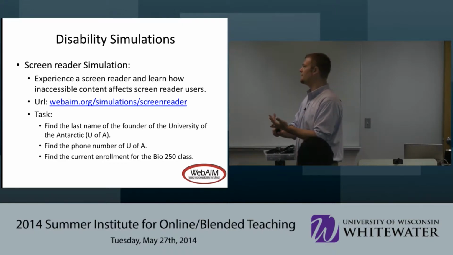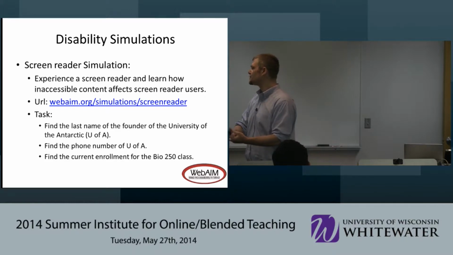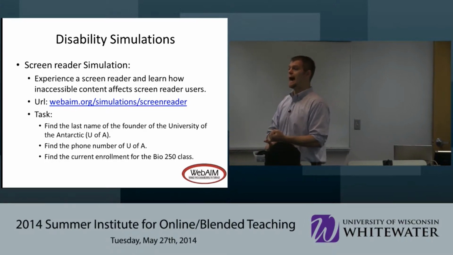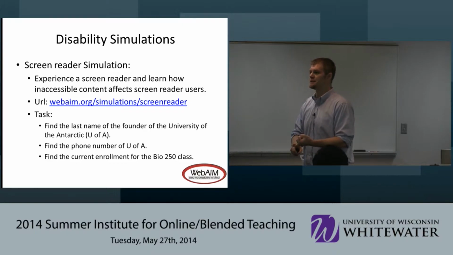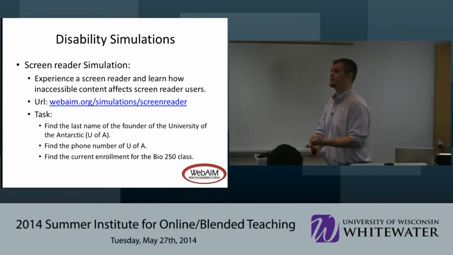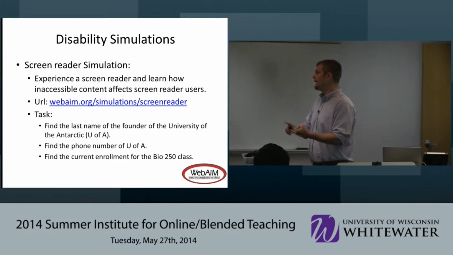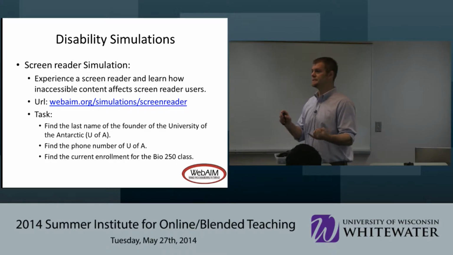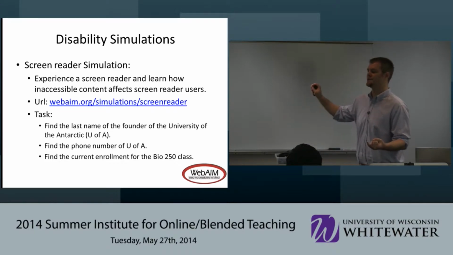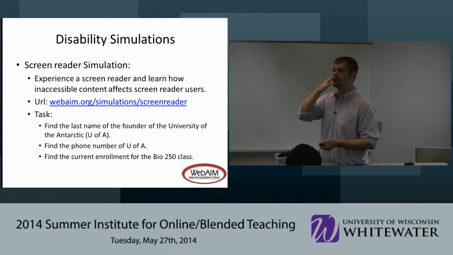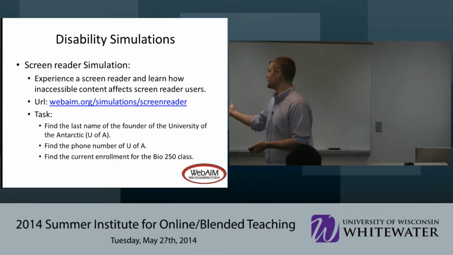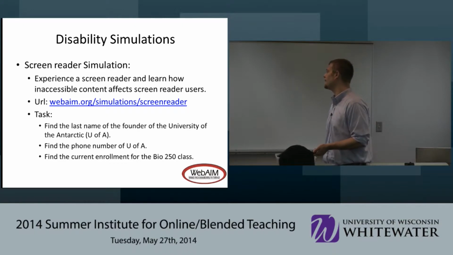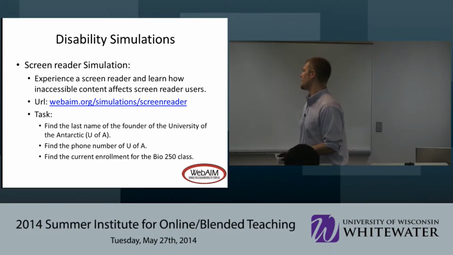So there's a simulation for a screen reader. A screen reader is how individuals with blind and low vision access computers. It's how they write their emails. It's how they access our homepage. And if you haven't seen one before, it takes you away for a second because the simulation literally has a black screen and there are 3 questions that they ask of you. Find the name of the founder of the University of Antarctica, find the phone number of the U of A, and then find the current enrollment for Bio 250.